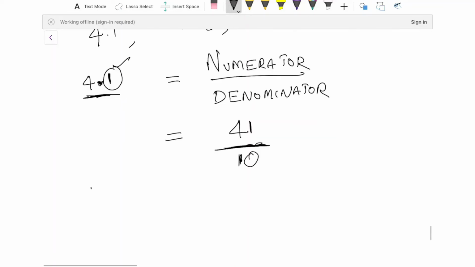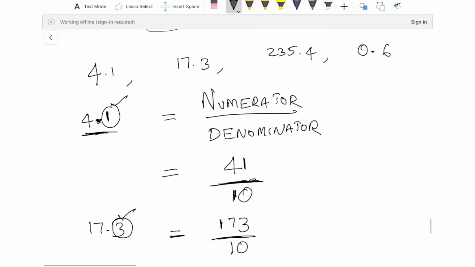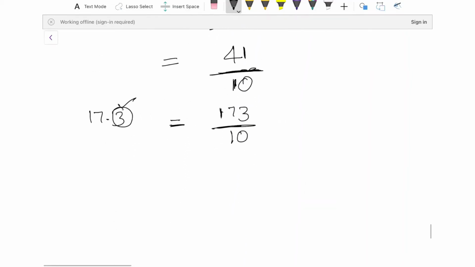place. So how do we convert 17.3 into a fraction? Just write it as numerator 173 without the point by 10, because we are looking only at decimals with one decimal place. Good. So we are done with 4.1 and 17.3. Now it is 235.4. Go ahead and do it. 2354 by 10. As easy as that.